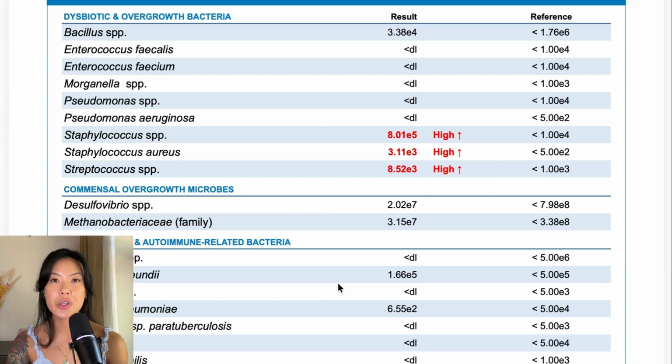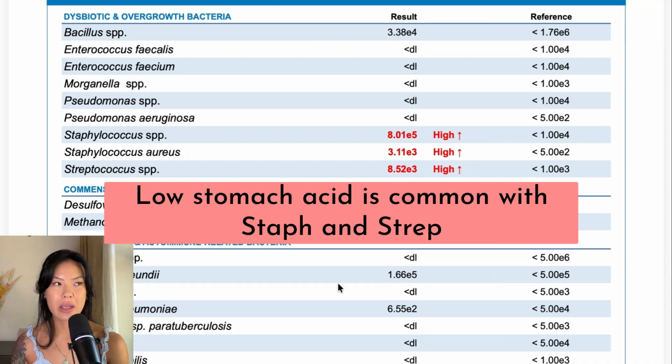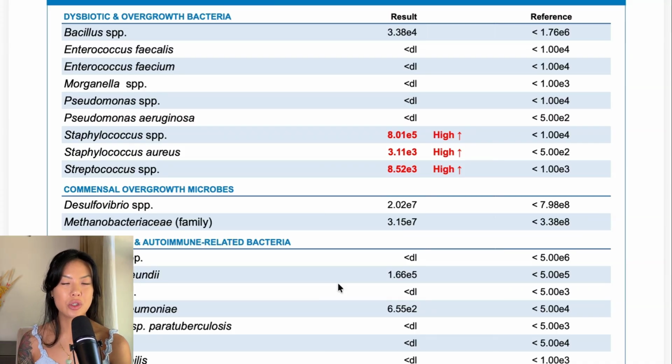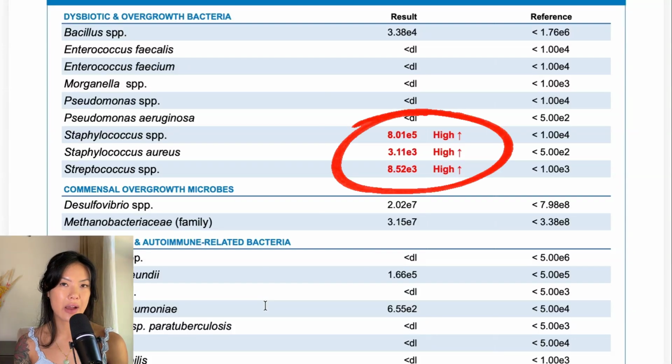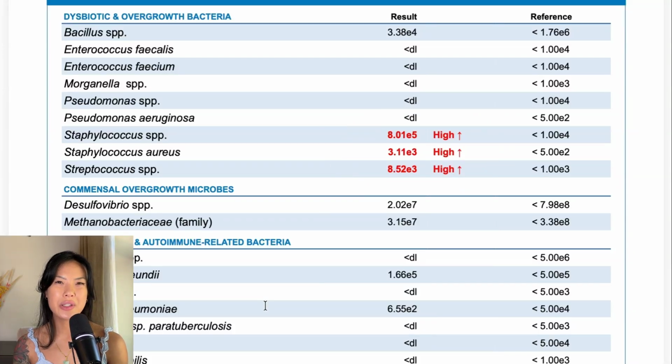With Staph and also with strep, there is an association with the elevations of these bacteria with low stomach acid. Our stomach needs acid to break down food, to break down proteins especially. And it also needs to be in an acidic state to keep opportunistic microbes, to keep pathogens away. When we see elevations in Staph and strep, we're also thinking about, okay, how is this person digesting? Do they likely have low stomach acid? Because it's a common finding that we see across people with skin issues and even just people with digestive issues as well. When the environment in the gut is not acidic enough, that's how these microbes grow.